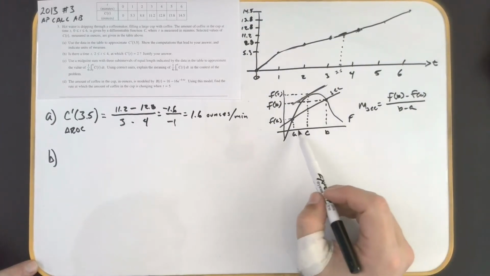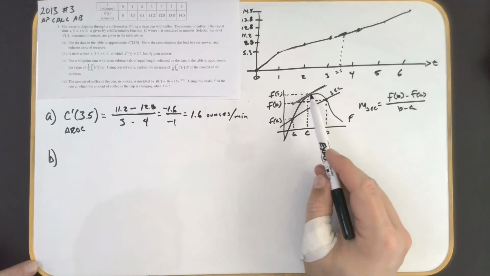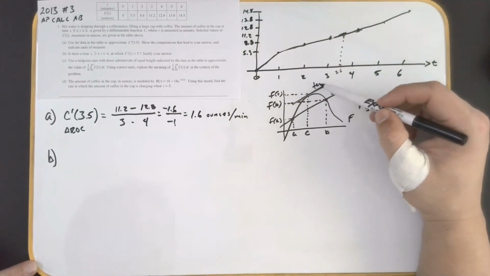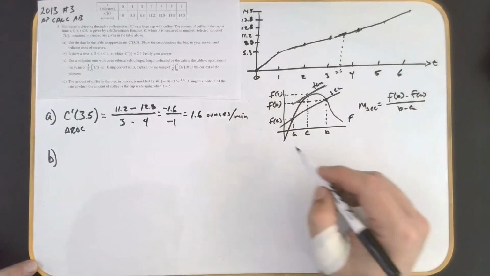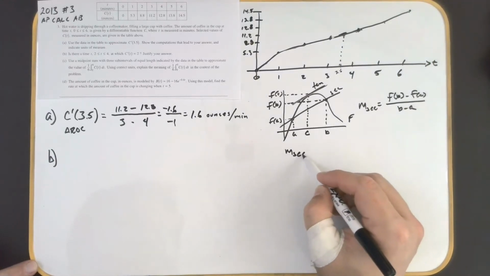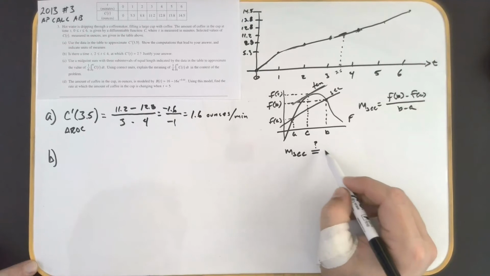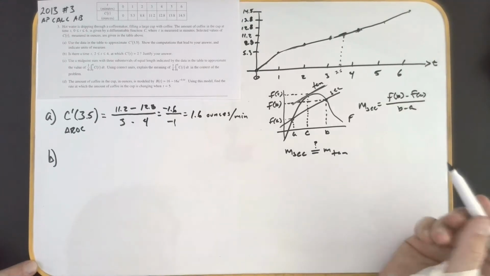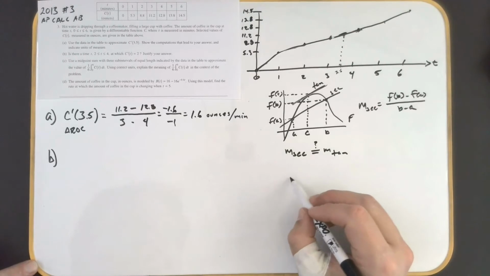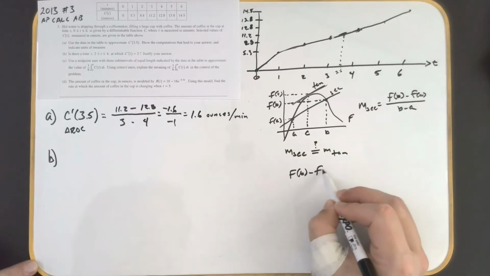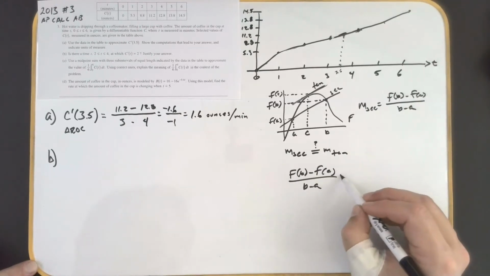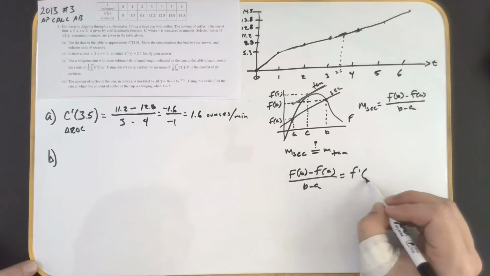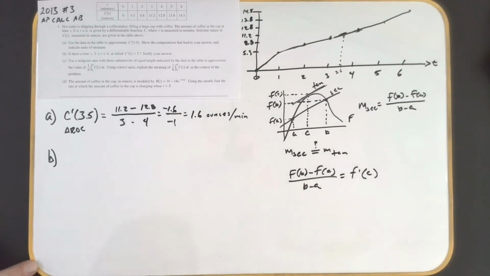So, is there a time in the interval a to b such that the derivative at c, the slope of the tangent, is equal to the slope of the secant? I'm going to write that down here. So the question is, is there a time in the interval where the slope of the secant is equal to the slope of the tangent? And I'm going to write it a little more formally. f of b minus f of a over b minus a. That's the slope of the secant. Is there a c value where f prime, or the derivative, is equal to that? So here's the slope of the tangent, here's the slope of the secant.